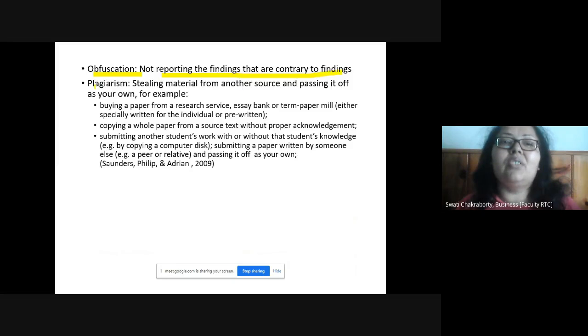Plagiarism, which you all know, is stealing material from another source and passing it off as your own, right? So buying a paper from a research service, essay bank or term paper, which is actually written by someone else. Copying a whole paper from a source text without proper acknowledgement. You can always copy, but you have to give due acknowledgement. Submitting someone else's work with or without the knowledge of that person.